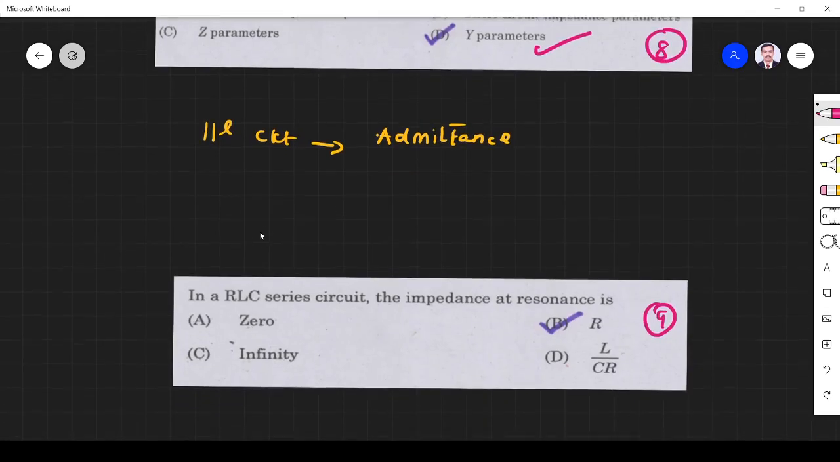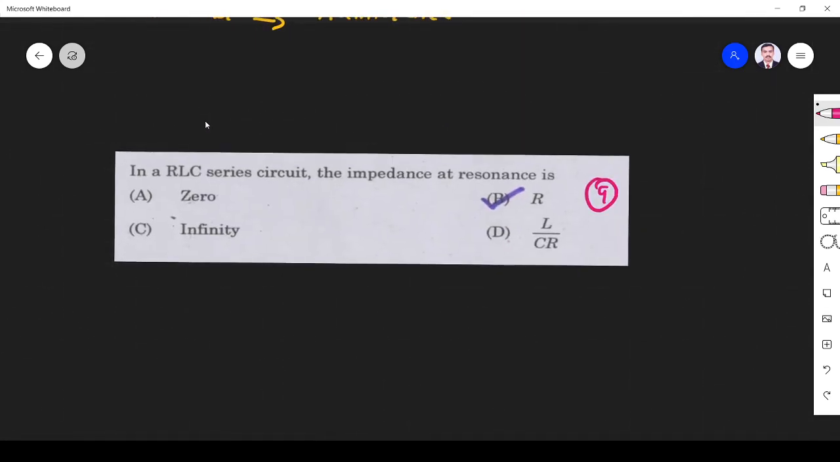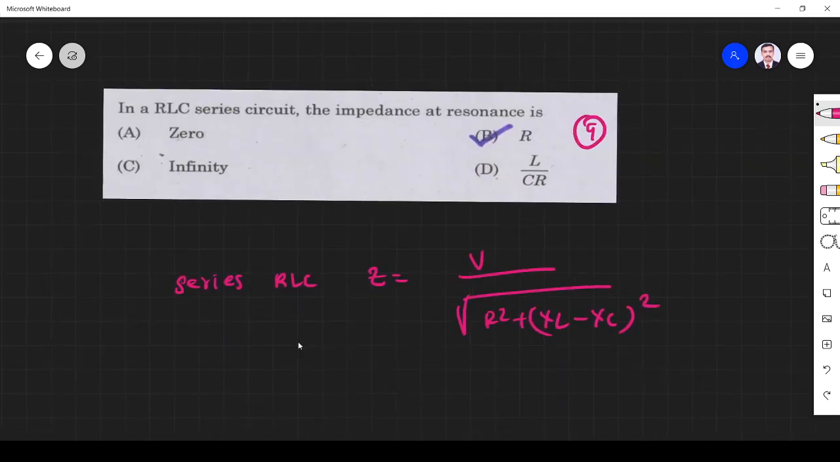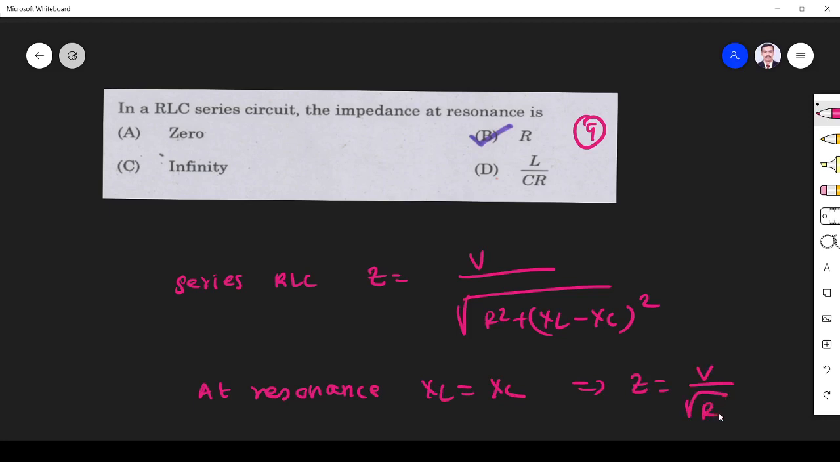So next, in RLC series circuit, the impedance at resonance. So in series RLC, impedance Z is given by V by root of R square plus (XL minus XC) whole square. At resonance, we know XL is equal to XC. This implies at resonance Z is equal to V by root R square, that is equal to V by R.